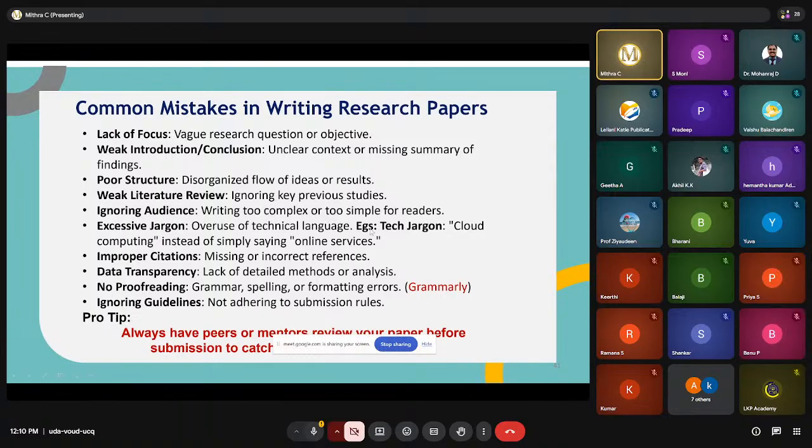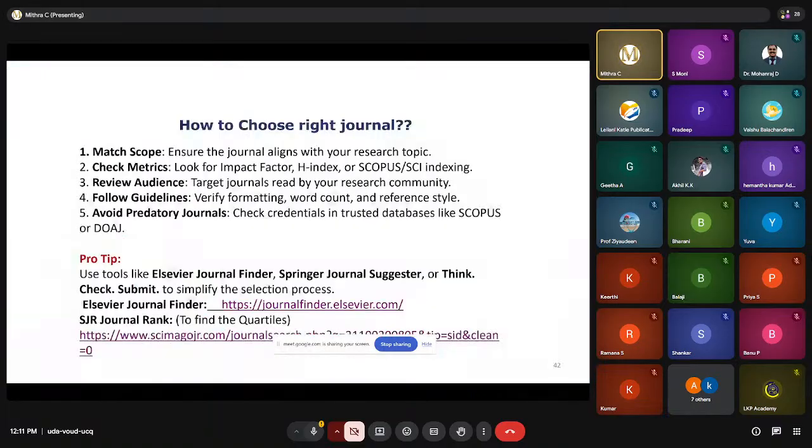And excessive jargon, as I have mentioned. Instead of cloud computing, we can simply say online services. Don't complicate the sentences too much. Improper citation and a lack of detailed description are also issues. And for proofreading, you can pin your Grammarly software in MS Word itself, where it will auto-correct it, right? So you can pin it and keep your language correct. So now this is one part. Till here we'll finish it off.